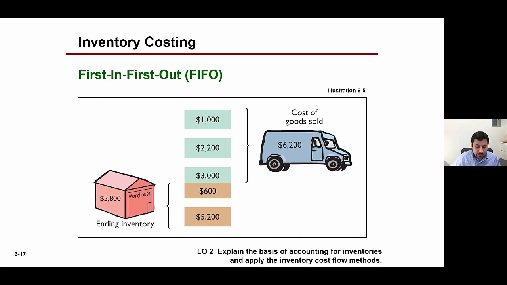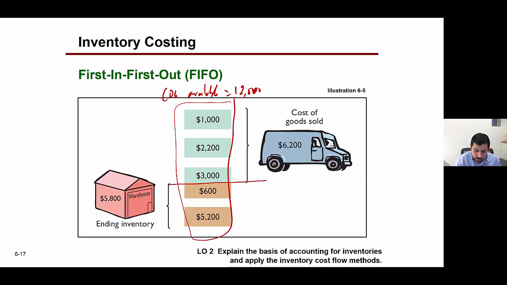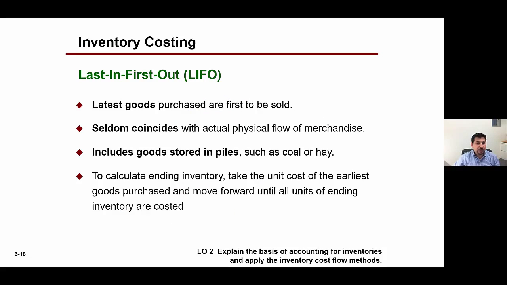This is basically what you're saying, that you had a total value for the whole inventory. The cost of goods available was equal to $12,000. We sold 6,200, and the ending inventory was 5,800 that were remaining in our warehouse. Now LIFO is the other way around.